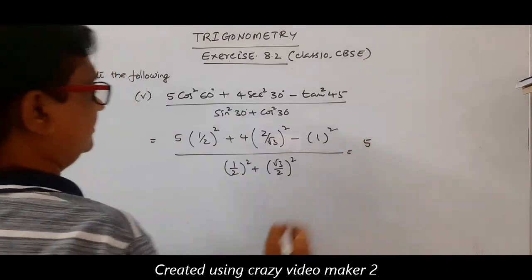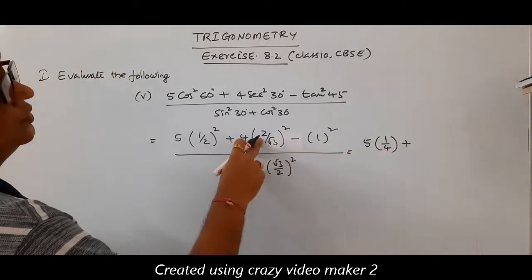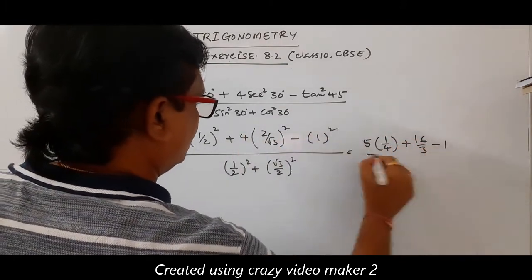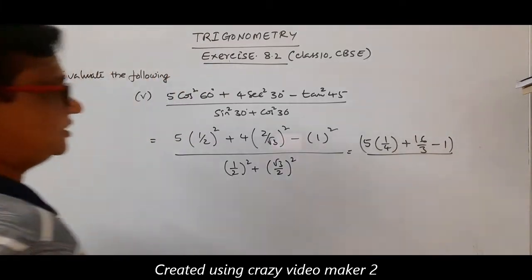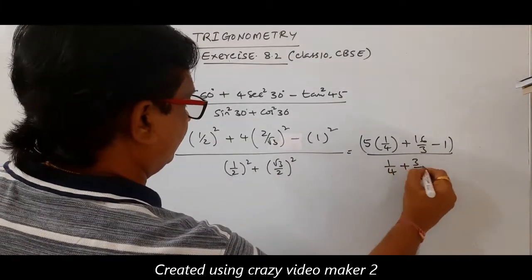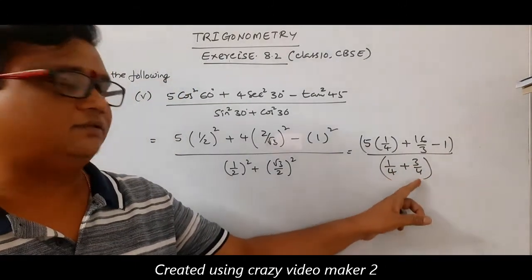Here 5 into 1 by 4 plus 4 into 4 by 3, that is 16 by 3, minus 1. This is entirely in the numerator. In the denominator, these two: 1 by 4 plus 3 by 4. You can write directly, 1 by 4 and 3 by 4 means 1 only.